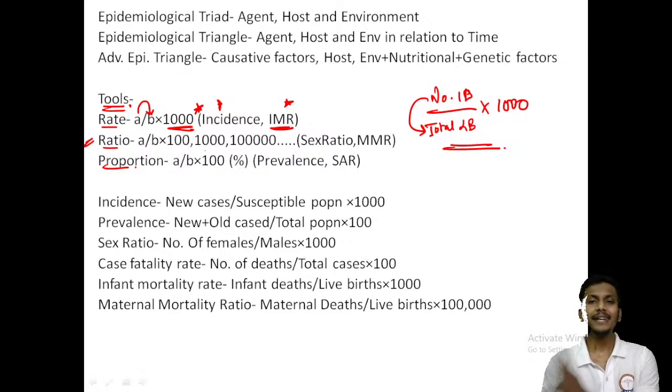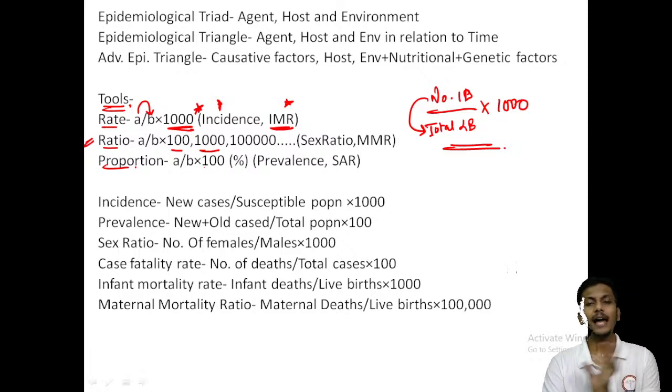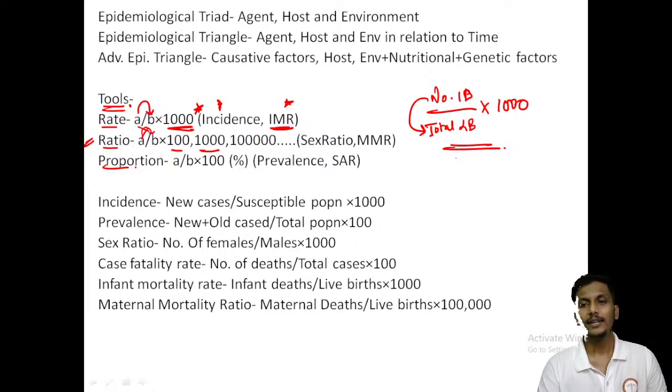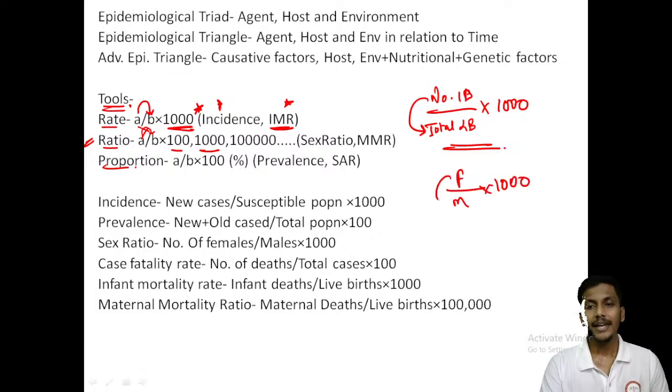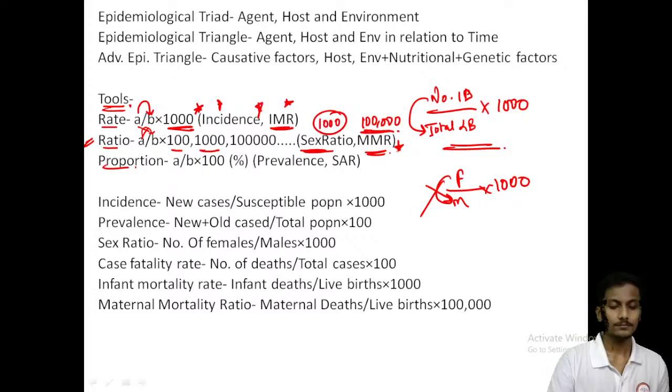Next is your ratio. In ratio the multiplier can differ. It can be 100, 1000, or 1 lakh, so it can be in multiples of 10. Remember, in ratio the multiplier is different. The second important thing is that A is not part of B. For example, the sex ratio, that is, the number of females per 1000 males. Here A is not part of B. So the numerator is not part of the denominator in cases of ratio.